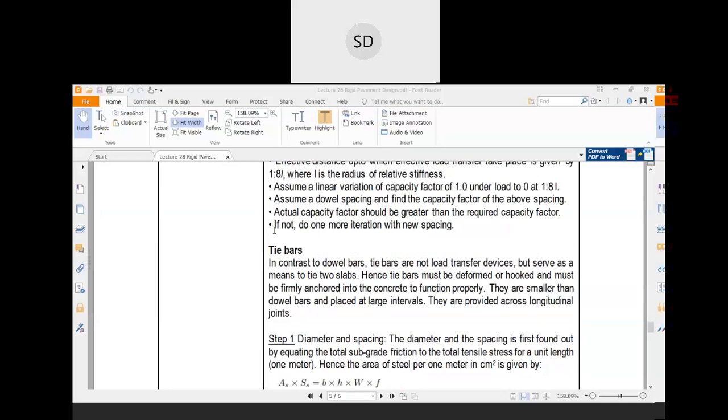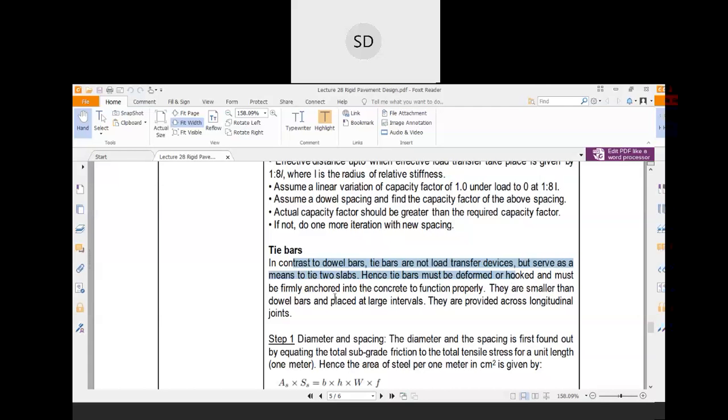Then another type of bars, as we have discussed, is tie bars. In contrast to dowel bars, tie bars are not load transfer devices. They do not transfer the load but serve as a means to tie two slabs. If there are two adjacent slabs, then the tie bar helps to tie them. As the name suggests, it ties two slabs. Hence, the tie bars must be deformed or hooked and must be firmly anchored in the concrete to function properly. So, in case of dowel bars, one end should be free and one end should be fixed. But in case of tie bars, both ends should be fixed very properly.